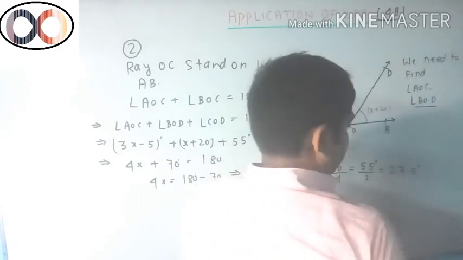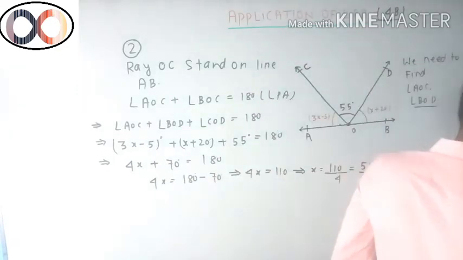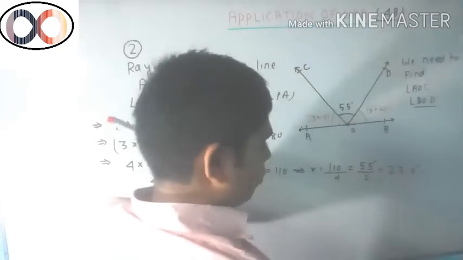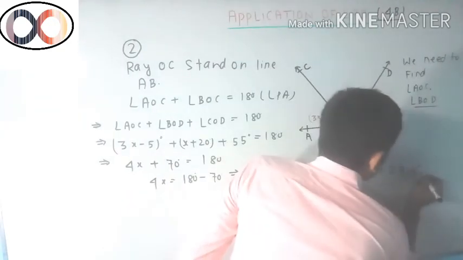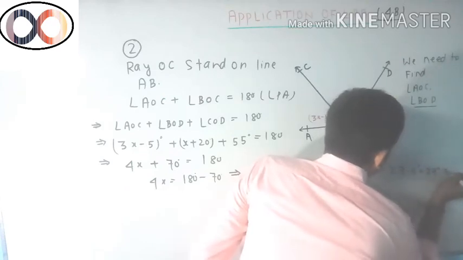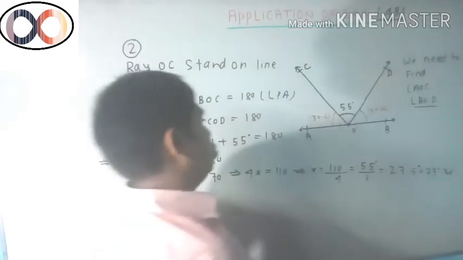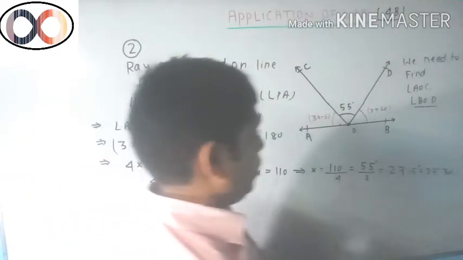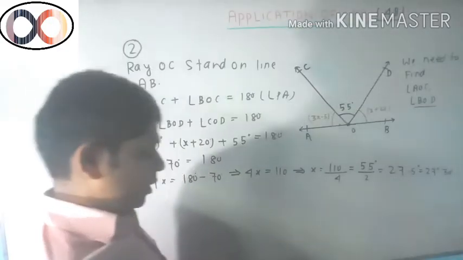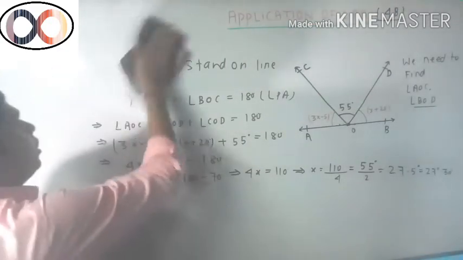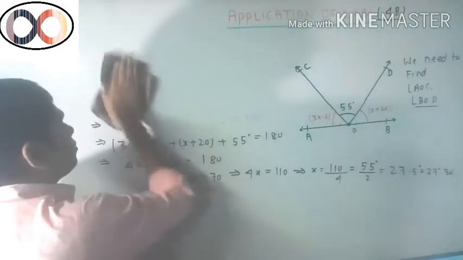Okay, so you can check, this is the value of x. You can write here also 27 degree 30 minute. Okay, so we need to find angle AOC and angle BOD. So we will have to put the value of AOC and BOD.